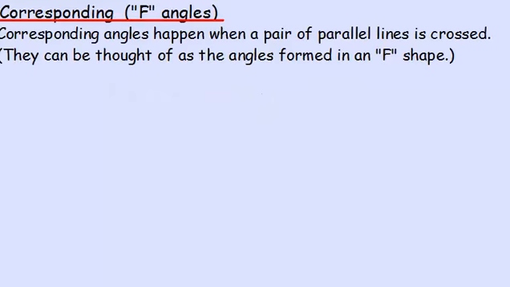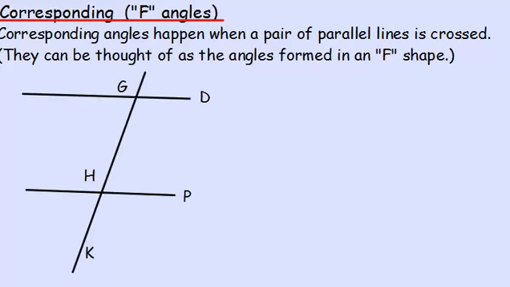Okay, first of all, what is a corresponding angle? So corresponding angles happen when a pair of parallel lines are crossed. It can be thought of as the angles forming an F shape. So if we look at the picture here, we've got two parallel lines and they're crossed by another straight line going through them. So what we've got to look for in pictures like this are to identify some F shapes. So if I highlight here, we can see we've got a shape like a capital letter F.